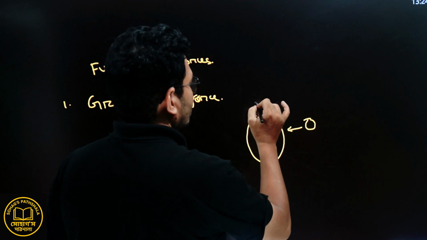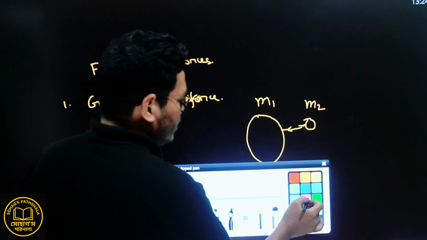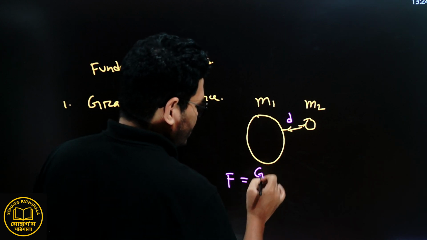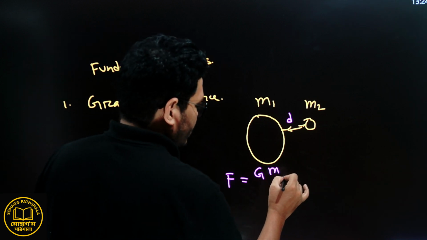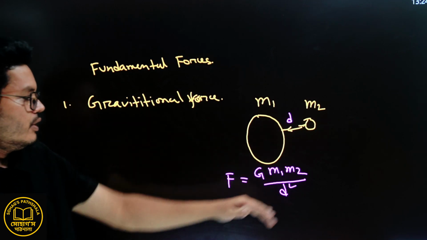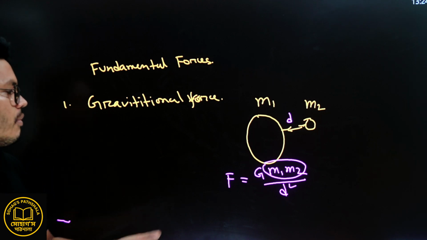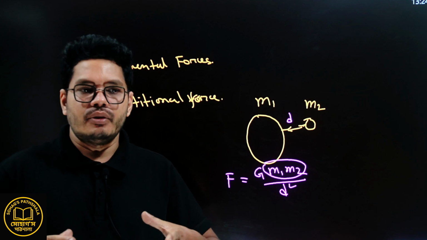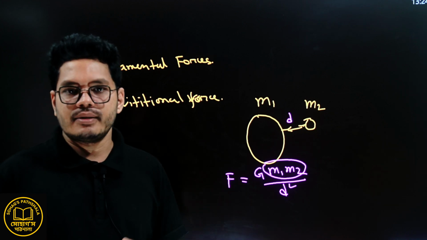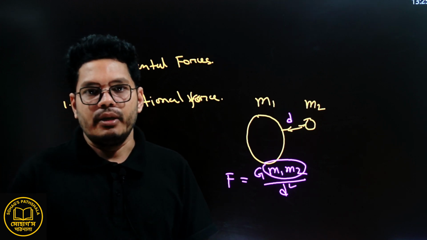If the mass of this object is m1 and this object is m2, and the distance between them is d, then the gravitational force acting between them is G m1 m2 divided by d squared, where G is the gravitational constant. This force depends on their masses, so if there is more mass, more force is working between them. This force works over long distances, which is why we see stars and planets that are too far away from each other still having gravitational force working between them, right?